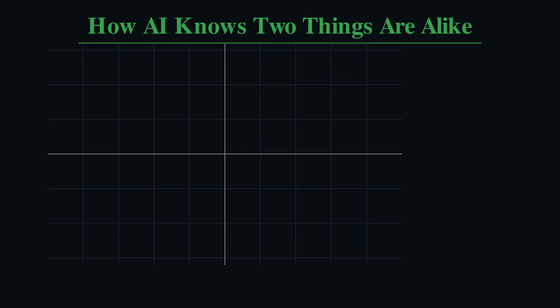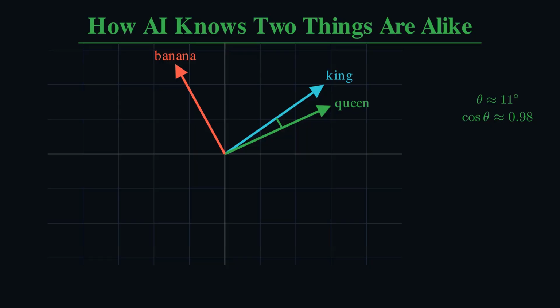Turn words into vectors. King and queen point almost the same way, a tiny angle between them, about 11 degrees. Its cosine is near 1, very similar. Now banana, a wide angle over 80 degrees, so a low cosine. That number, the cosine similarity, is exactly how AI compares words, faces, and songs. It is just a dot product, normalized.